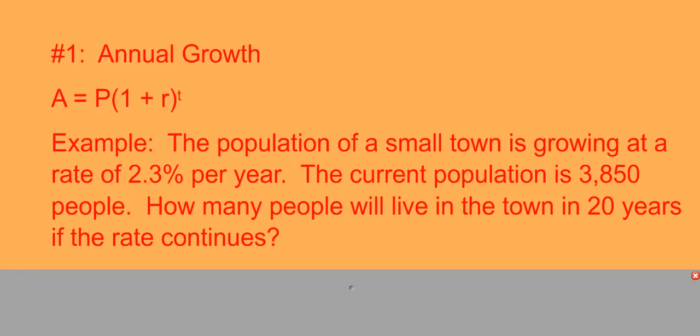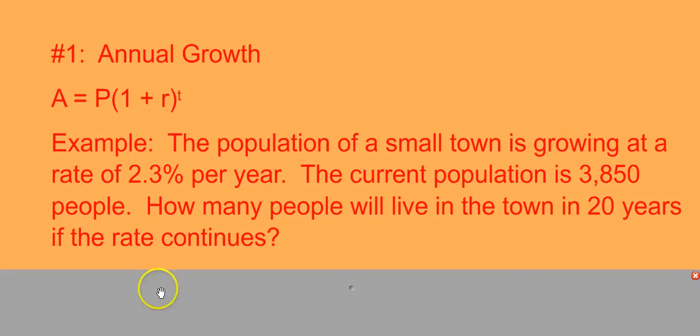All right, let's look at this example. The population of a small town is growing at a rate of 2.3% per year. The current population is 3,850 people. How many people will live in the town in 20 years if that growth rate continues? What we're looking at is in some ways an advanced concept, but what we're going to do is just simple plug into a formula and do calculations.